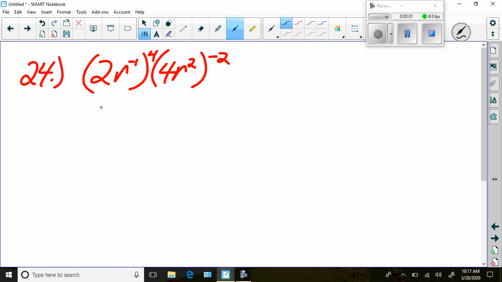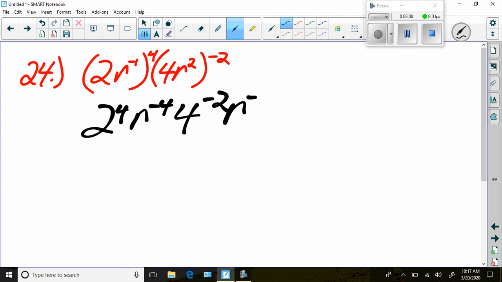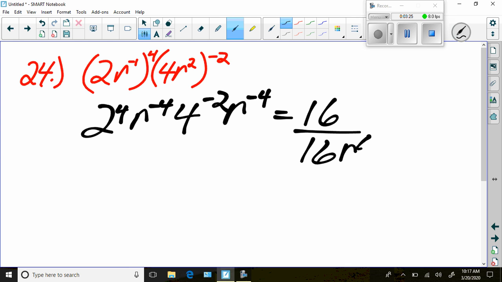These don't match. Doggone it. It's 2 to the 4th, r to the negative 4th. 4 to the negative 2, r to the negative 4th. Okay, so 2 to the 4th is 16. And then this 4 to the negative 2nd, that's going on the bottom, and that's 16. And then there's going to be 8 r's on the bottom. So then that's just 1 over r to the 8th. It's a pirate problem, r.